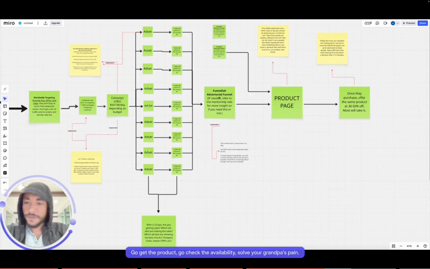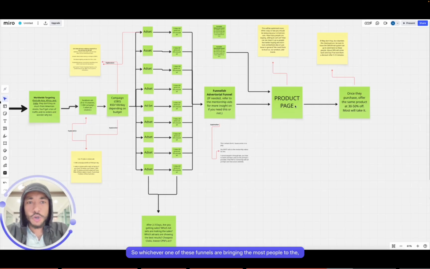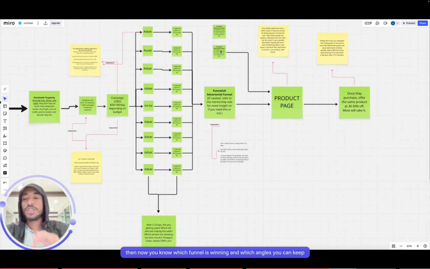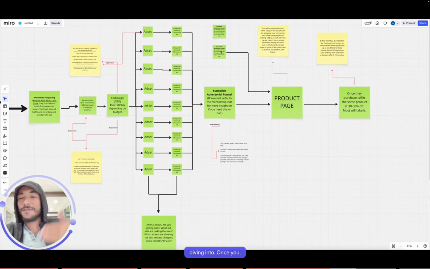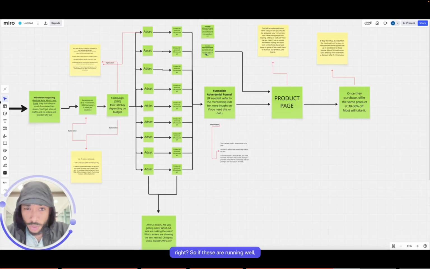Go get the product, go check the availability, solve your grandpa's pain. So whichever one of these funnels is bringing the most people to the product page, bro, now you know which funnel is winning and which angles you can keep diving into. Once you run the ads, it's amazing the feedback that you get, right? So if these are running well, AI created them. So if this one's doing well, I'll say, AI, make me 10 more of these.